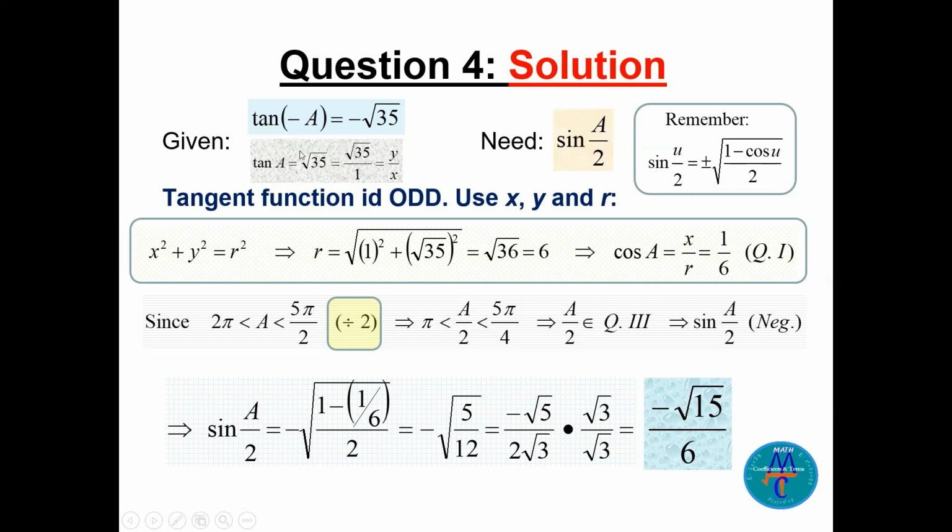So tan of minus a is equal to minus this. You know, this is an odd function. So minus tan of a will be minus square root of 35. Cancel the minus. Tan of a will be square root of 35, which is square root of 35 over 1. So that will be y over x. Then I can find r, which will be 6, because I need cosine of a, which is x over r, 1 over 6. This is in quadrant 1.